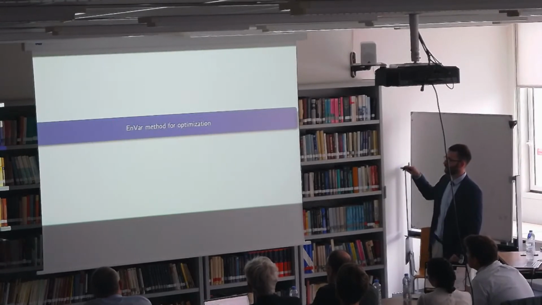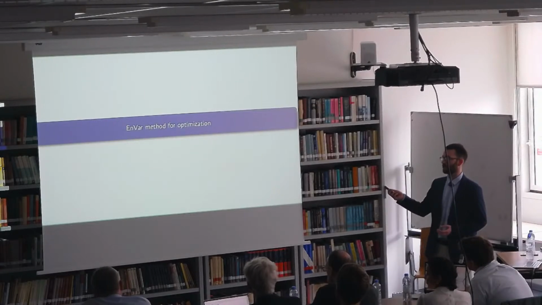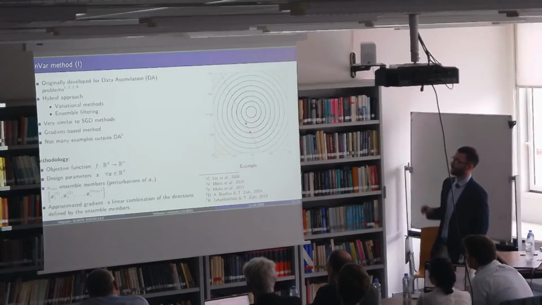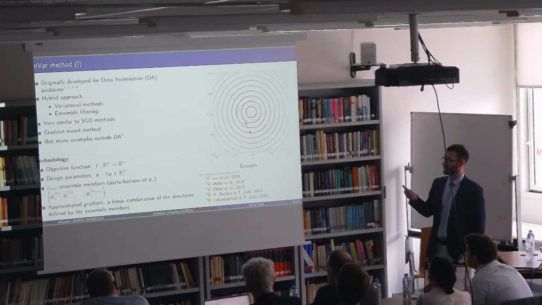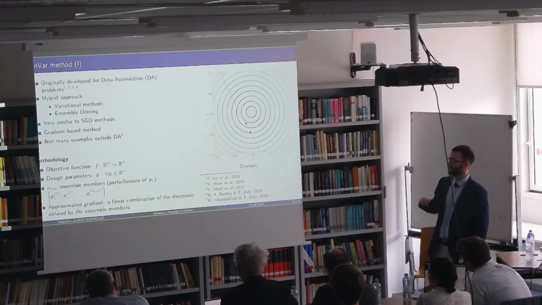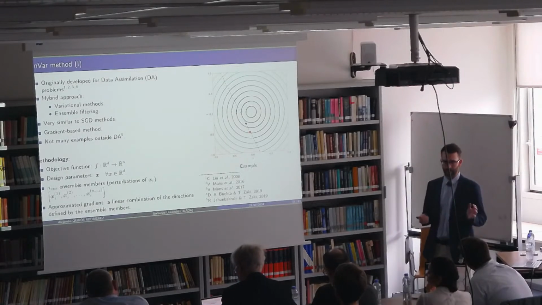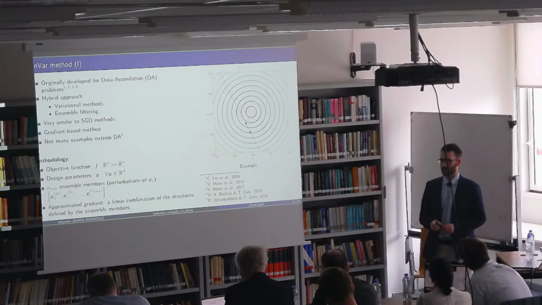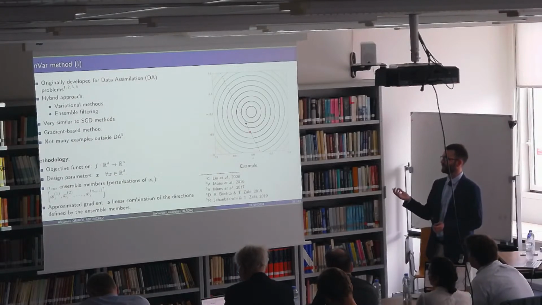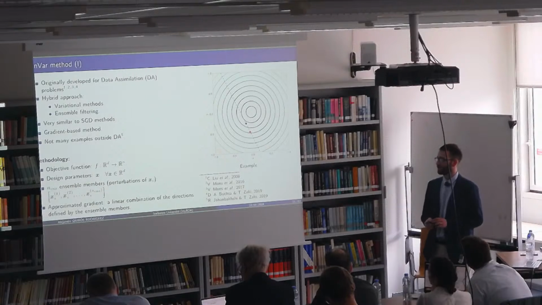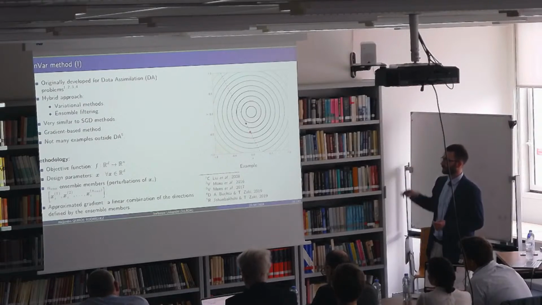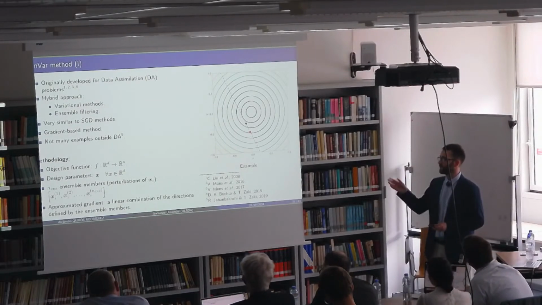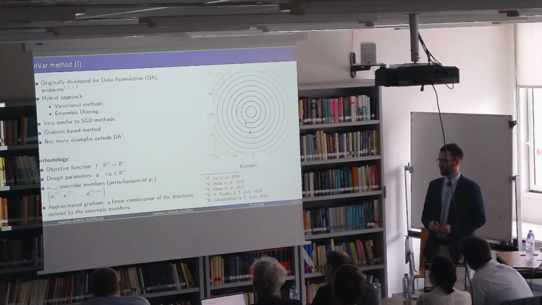And therefore, we decided to test the performance of the ensemble variational method, or EnVar. Ensemble variational methods were originally developed for data assimilation problems by Liu and co-authors, and have been applied widely in this field. I have here some references. It's a hybrid approach between variational methods, which are basically adjoint methods, and ensemble filtering, where they use Kalman filters. In essence, it's very similar to stochastic gradient descent methods, in the sense that they use approximated gradients. Unfortunately, there are not many examples of application of this optimization method outside data assimilation problems. So how does this work?